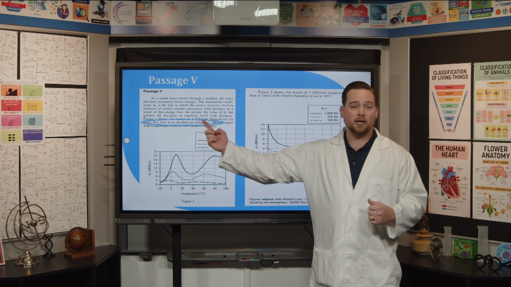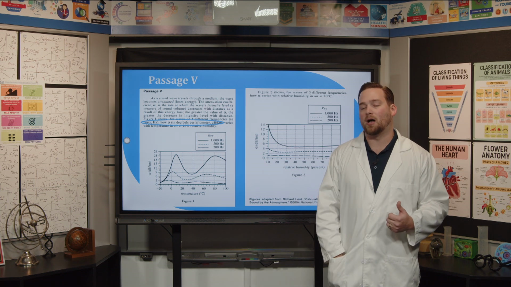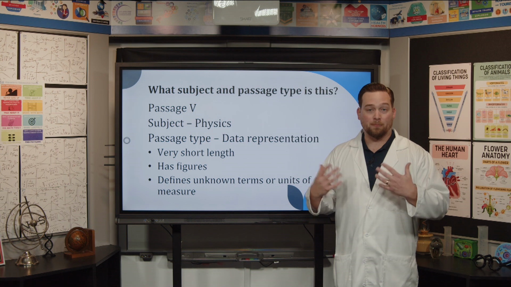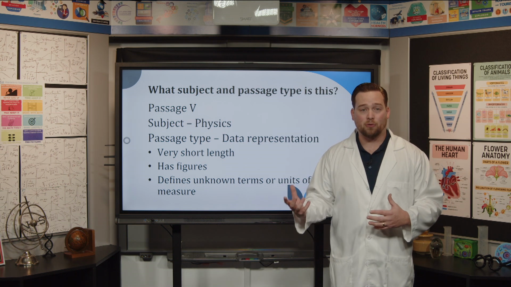So this part right here, if you zoom in and really read it, what's going on here in the circled part is that it's telling us what these units of measurement are. So it says Hz, it means hertz, and then this A is talking about decibels per kilometer, okay? So it's defining these units of measurement. That's going to tell us what type of passage this is, okay? So for passage 5, the subject here is physics, and the passage type is data representation.